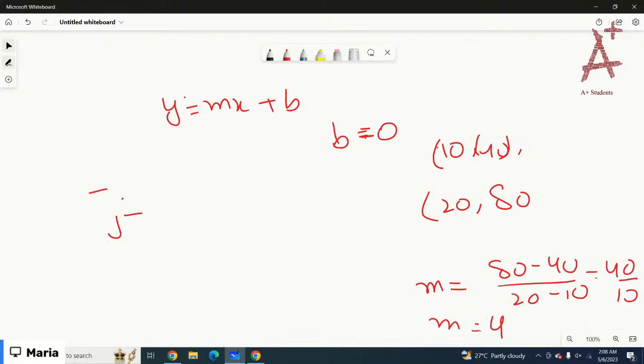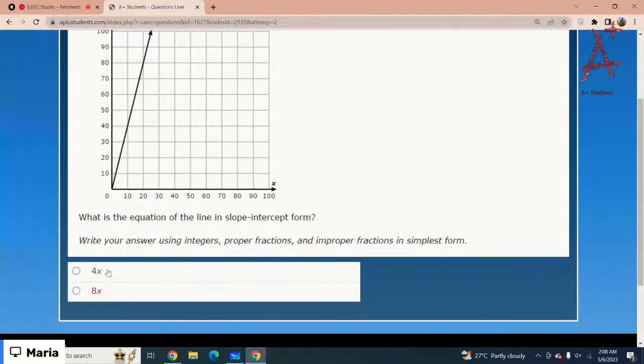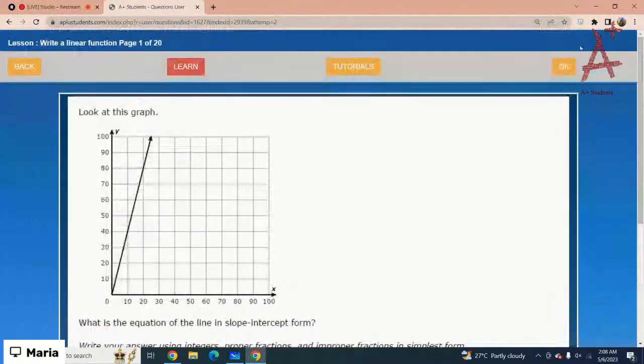so it would be y equals 4x. Got it? And b is 0. So it would be y equals 4x. The correct option is 4x. Just select the correct option, then click on the OK button.